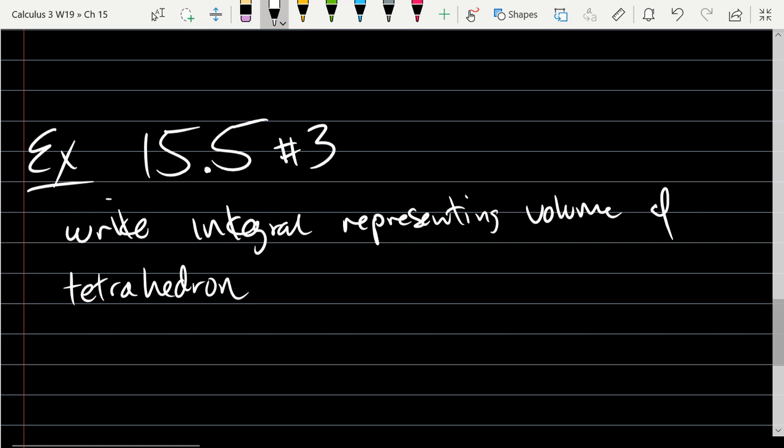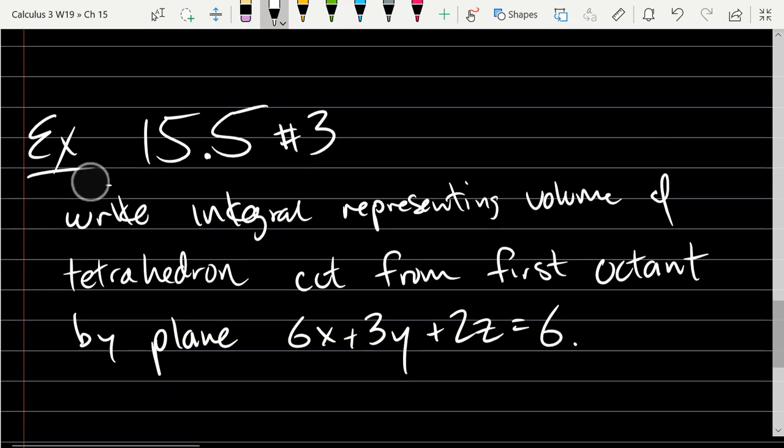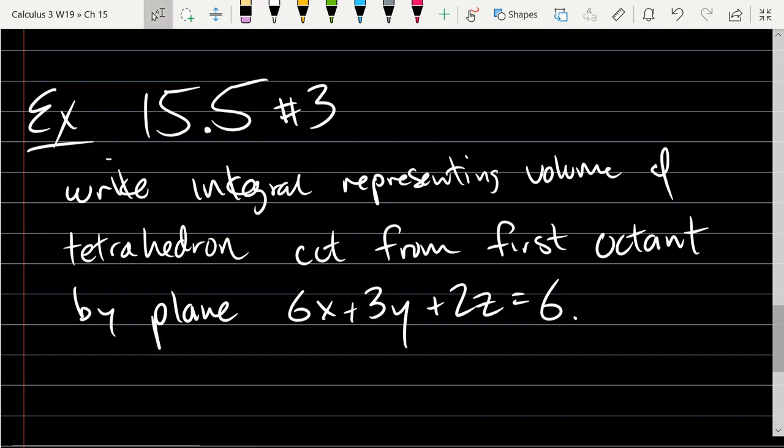We're going to look for the volume of a tetrahedron cut from the first octant by the plane, 6x plus 3y plus 2z equals 6. All right, so there's a new word here. Octant.